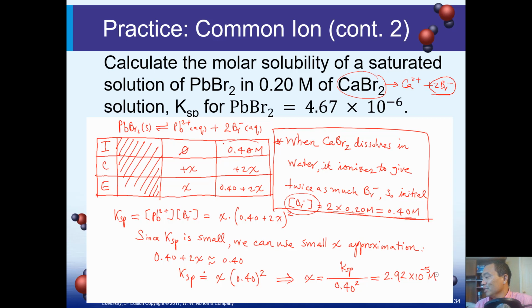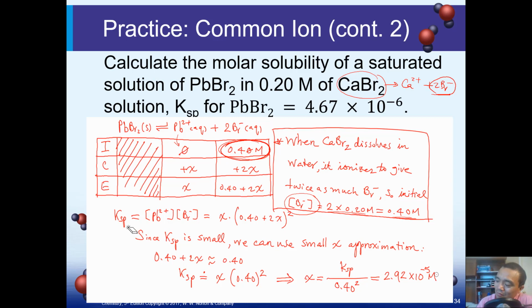That's 0.40. That's why the initial concentration here is not 0, it's 0.40. So you build the ICE table: initial concentration for the lead-2 ion is 0, and you do plus x over here. That's plus x, and then you have plus 2x. The reason is because you have 2 Br- over here. So for each x, you have 2x being generated because the ratio is 1 to 2.